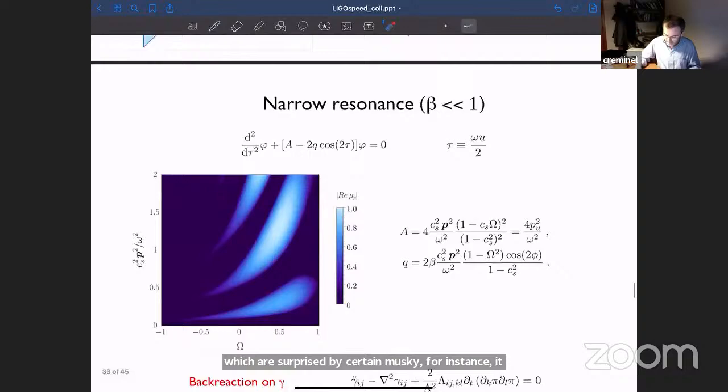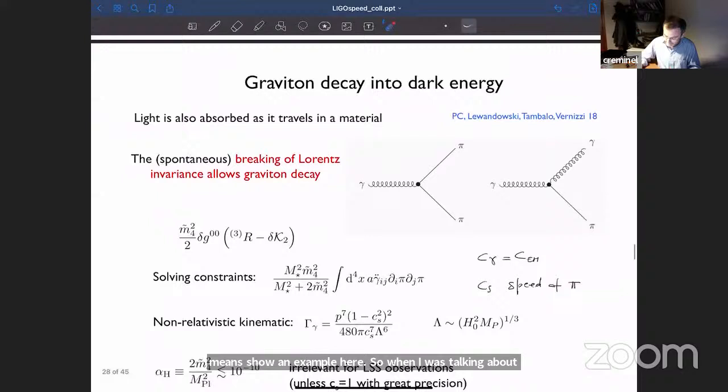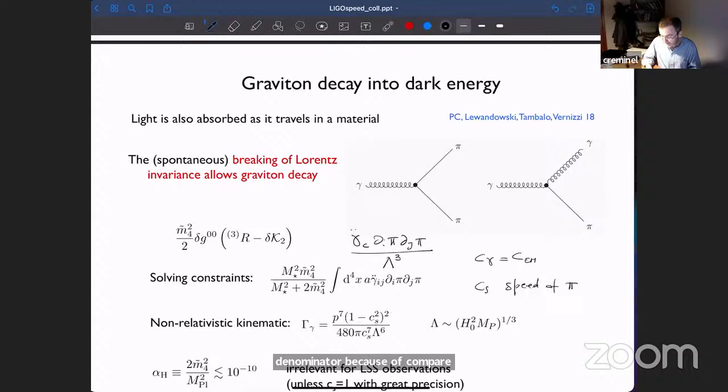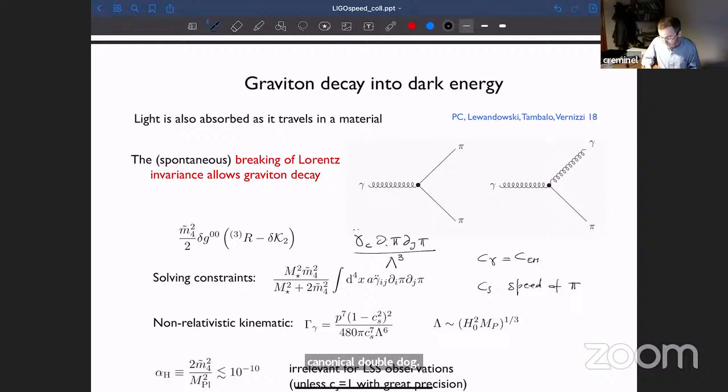When I was talking about the decay of gravitational waves, at the beginning I had this expression, but if you go to canonical normalization, you see that in this expression there is a mass scale in the denominator. So when you go to canonical normalization, this is an operator with dimension that puts lambda cubed in the denominator, because compared to the kinetic term, I have an extra piece, which is gamma canonical double dot. So there are three more masses at the numerator. So this is a higher dimension operator.